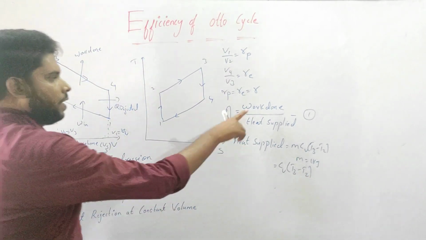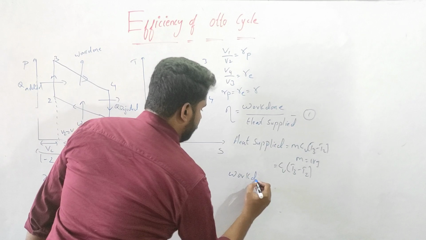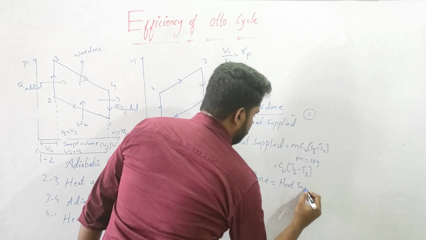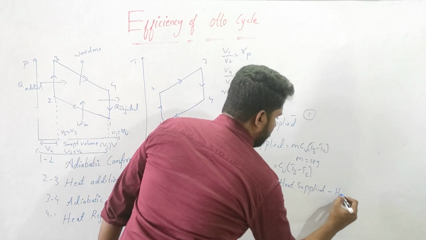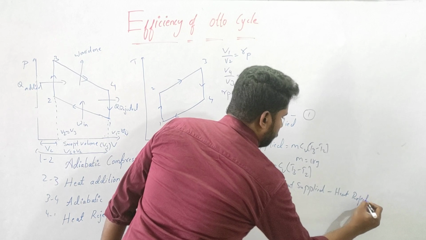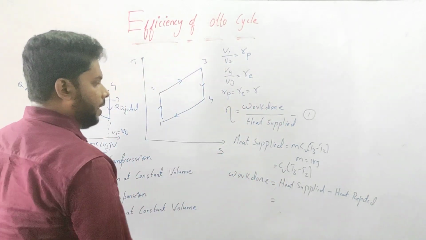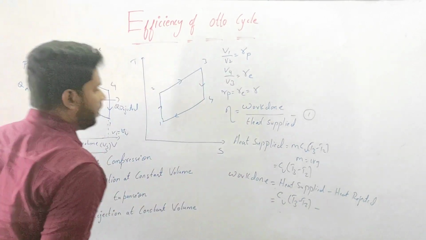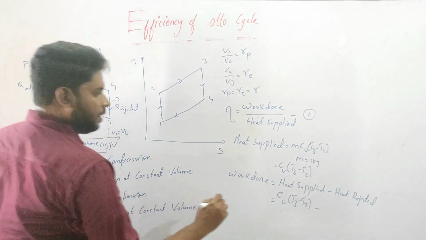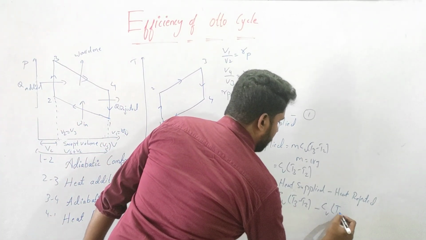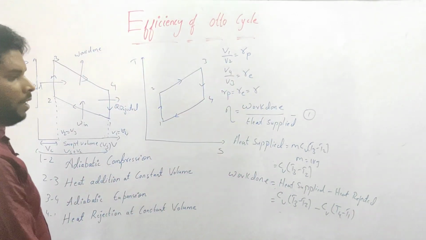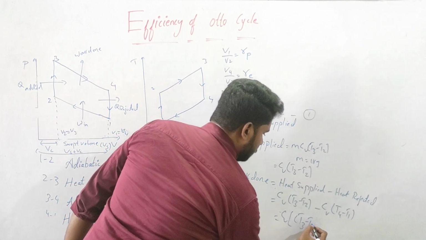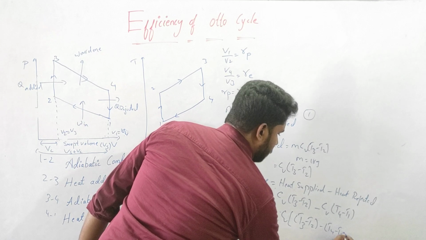Now I need to calculate the work done. How will we calculate work done? Work done is nothing but heat supplied minus heat rejected. So what is heat supplied? Again Cv (T3 minus T2), minus heat rejected. Heat rejected is in the 4 to 1 process, so I can write Cv, and it is also constant volume, so Cv (T4 minus T1). If I take Cv common, I get (T3 minus T2) minus (T4 minus T1).